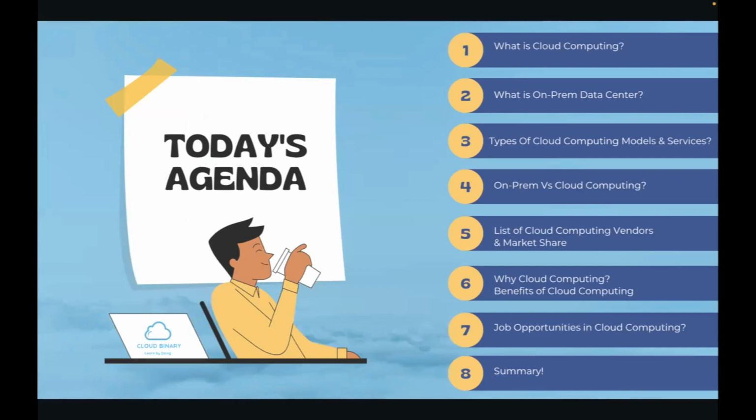We are going to talk about 7 topics today. First one is, what is cloud computing? Second one is, what is an on-prem data center? Because if you don't understand the on-prem data center, you cannot understand cloud computing. There is an interlink between these 2. Then we will discuss what cloud computing is offering in terms of models and what services they have. What is the difference between on-premise services and cloud computing services? Who will manage what?